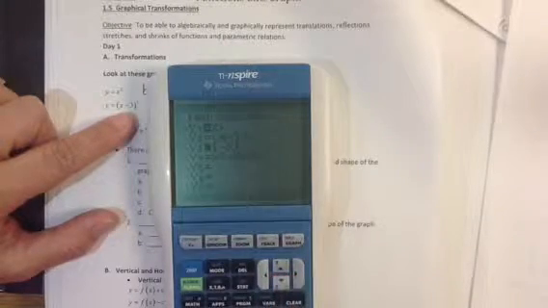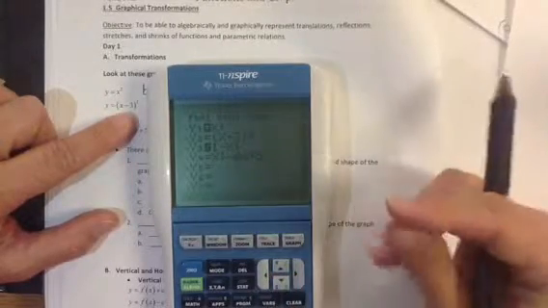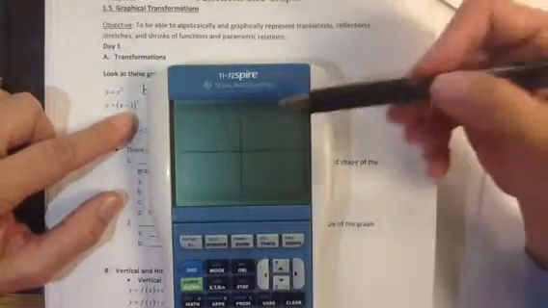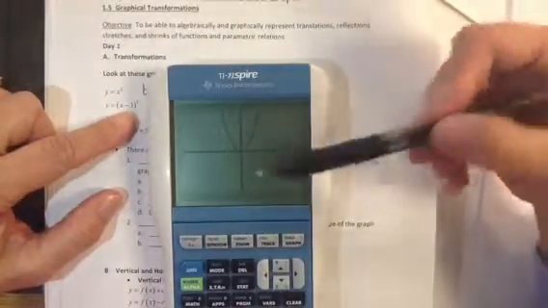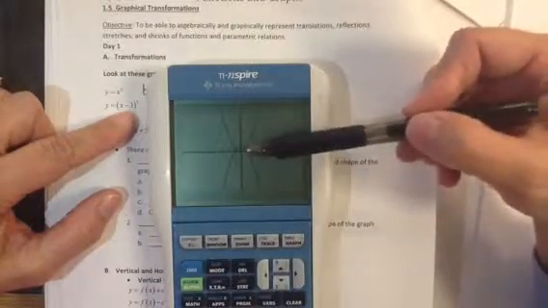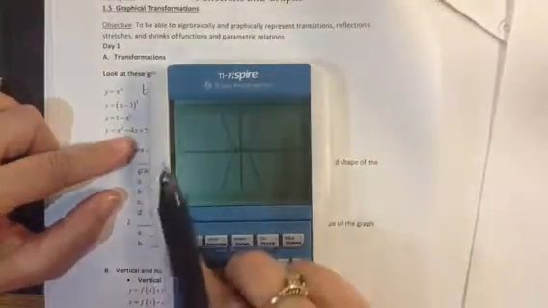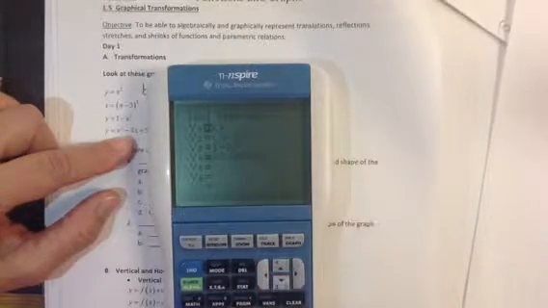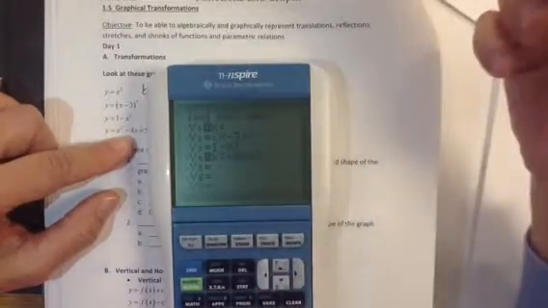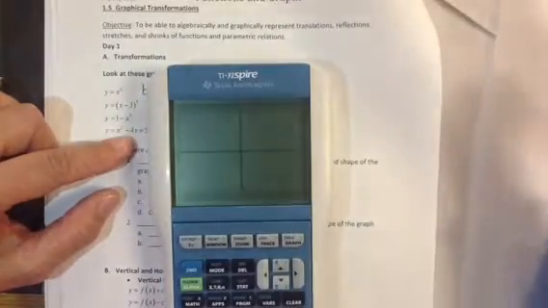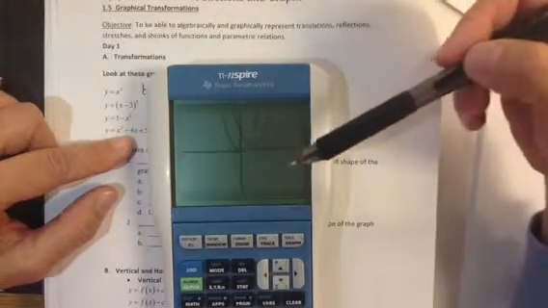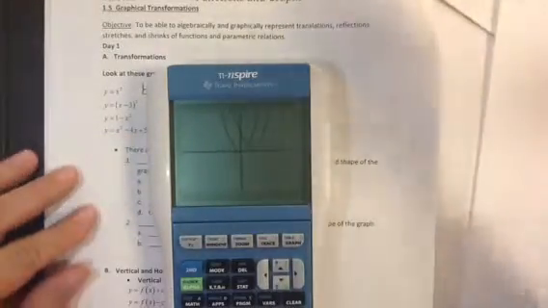Now I don't want it to be too crowded, so I'm going to make sure that's not on, and I'm going to turn this one on. Let's see how it changed from our basic. So there's my original. Oh, this one flipped over the x-axis and it moved up one. And now, let's see what this other one looks like. If I graph it, again there's my basic. This one moved up and it moved to the right, and we're going to learn how to do those shifts.